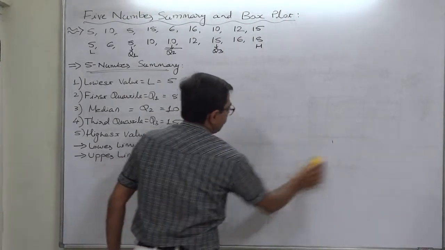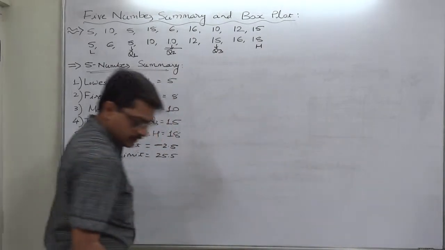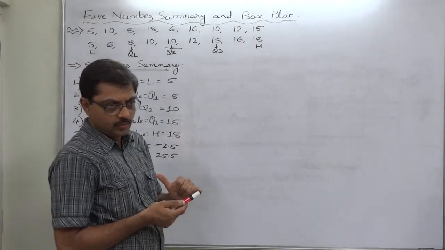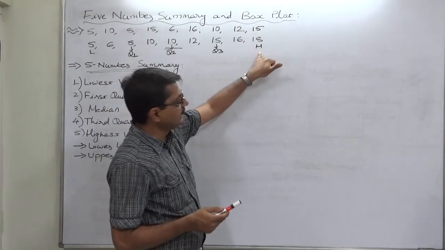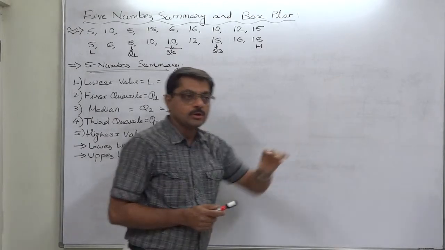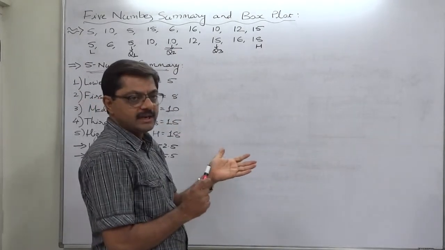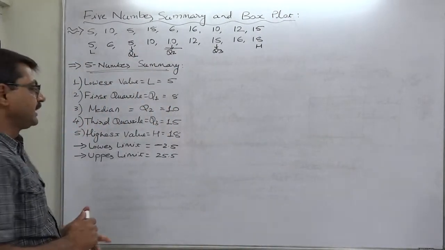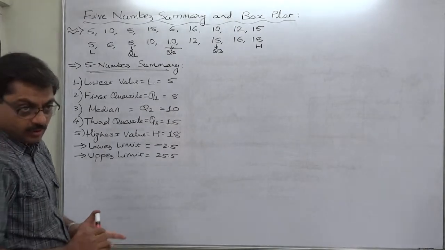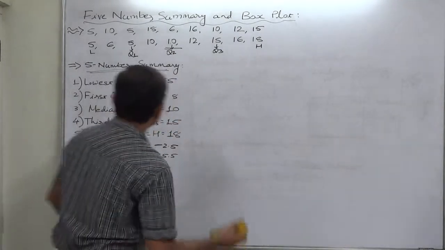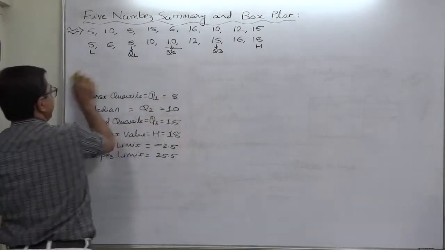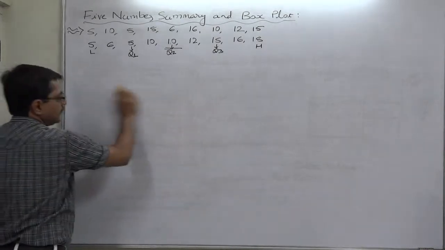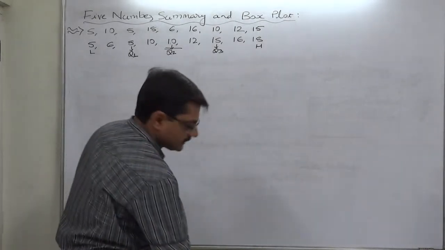Now we can draw the box plot. Let us summarize. First of all, the lower limit is minus 2.5. The highest data value is 18 and the upper limit is 25.5. So the chart will be from minus 2.5 to positive 25.5. What scaling is advisable on the horizontal axis? Let us take a difference of 3.